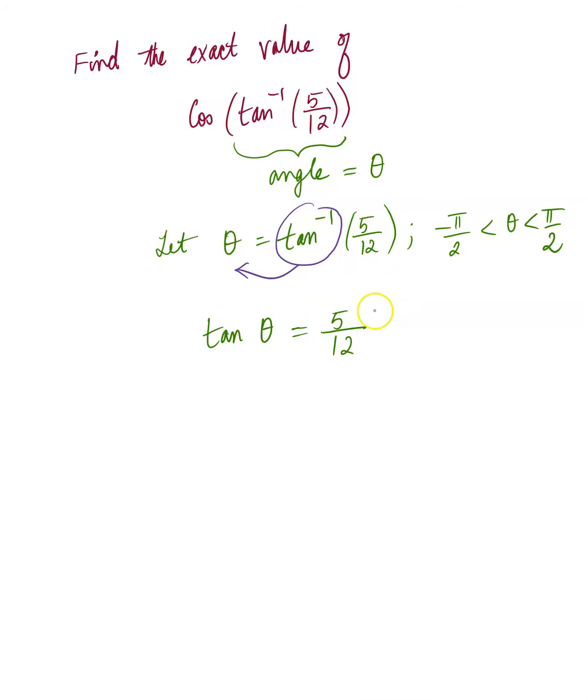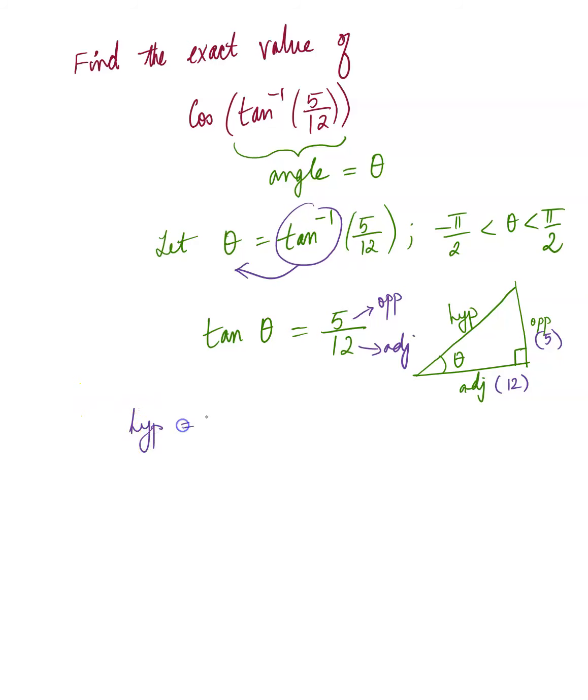So if we have this kind of setup, we can always draw the right triangle with angle theta. This will be opposite, and this adjacent. Tangent is opposite over adjacent, so the 5 and the 12 position them: opposite will take the 5, adjacent will take the 12. Now we need to find the hypotenuse. The hypotenuse is the square root of the sum of the other two squares, so 5 squared plus 12 squared. Go ahead and compute this.